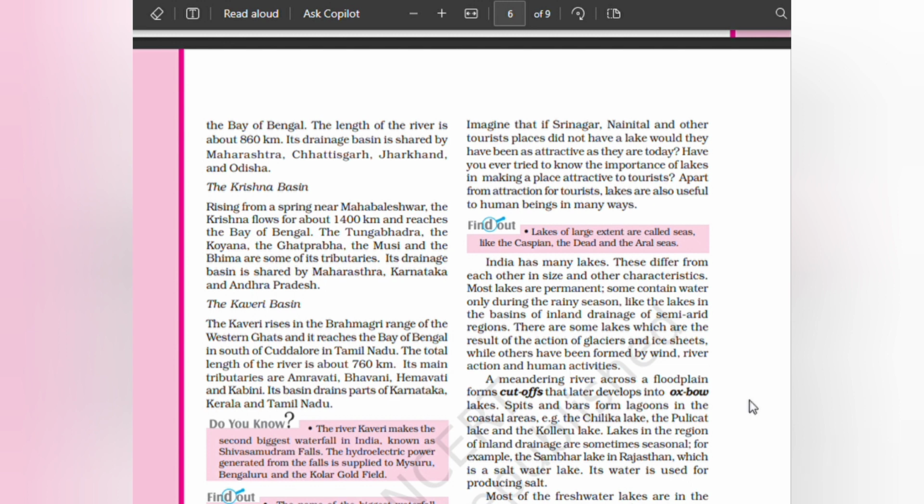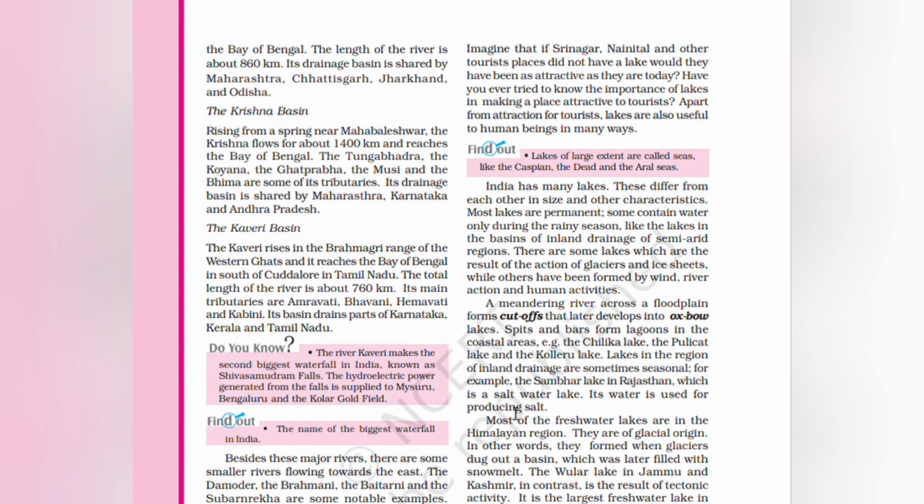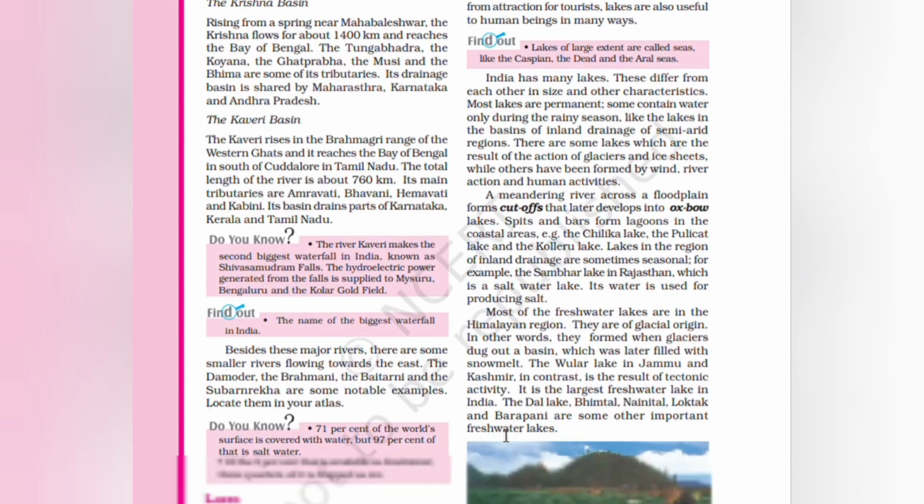A meandering river across a floodplain forms cut-offs that later develop into oxbow lakes. Spits and bars form lagoons in the coastal areas, such as the Chilika Lake, the Pulicat Lake, and the Kolleru Lake. Lakes in the region of inland drainage are sometimes seasonal. For example, the Sambhar Lake in Rajasthan is a saltwater lake, and its water is used for producing salt.